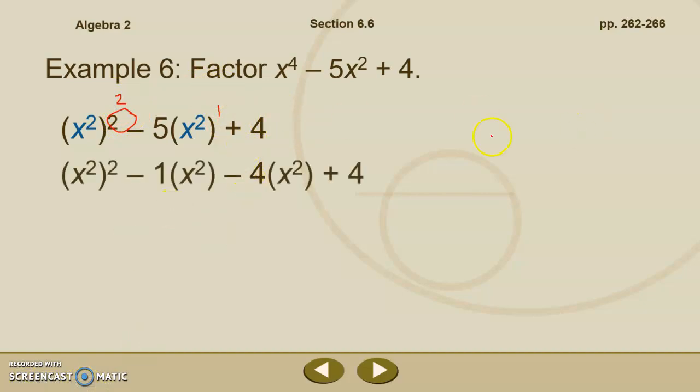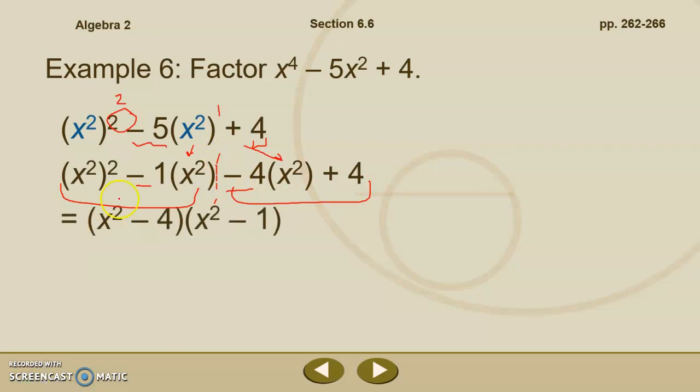We're going to use grouping here. Two factors of 4 that when multiplied equal 4, but when added equal negative 5. Well, that's negative 4 and negative 1. And I'll put my middle term there, and now I can factor by grouping, just like we did before. In my first group, I have x squared minus 4, and in my second group, I have x squared minus 1. Now, there are some steps skipped here.